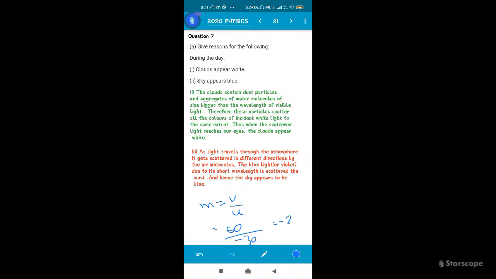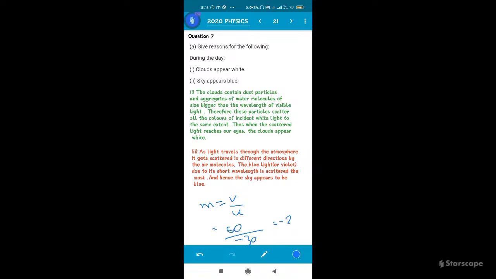So why do clouds appear to be white? Let us see. The clouds contain dust particles and aggregates of water molecules. Aggregates mean small parts of water molecules, when a water molecule has been broken up into a lot of parts. So these dust particles and these water molecule parts are also bigger as compared to the wavelength of visible light. Whatever components the visible light has, compared to their wavelength, these dust particles and the aggregates of water molecules have a larger size. As a result, what happens? These particles can scatter each and every color of the white light to the same extent.